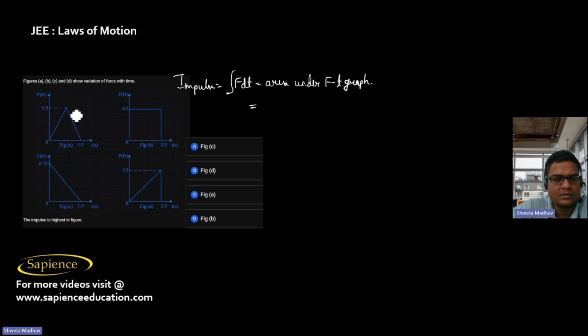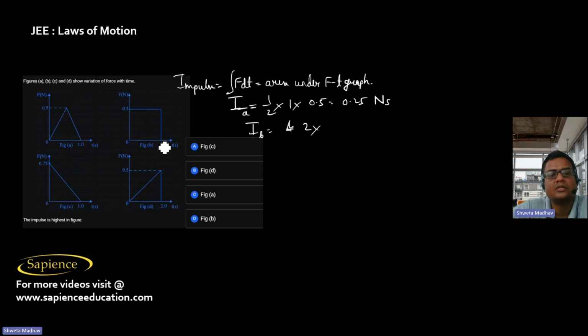So that will be equal to the area. In the first case, the impulse in part A, impulse IA, is equal to half into base. Base is 1 second, height is 0.5. That is 0.25 Newton second. And impulse in part B is the area under this graph in figure B. So that is length into breadth. Length is 2 seconds and breadth is 0.5 Newton. So this is 1 Newton second.